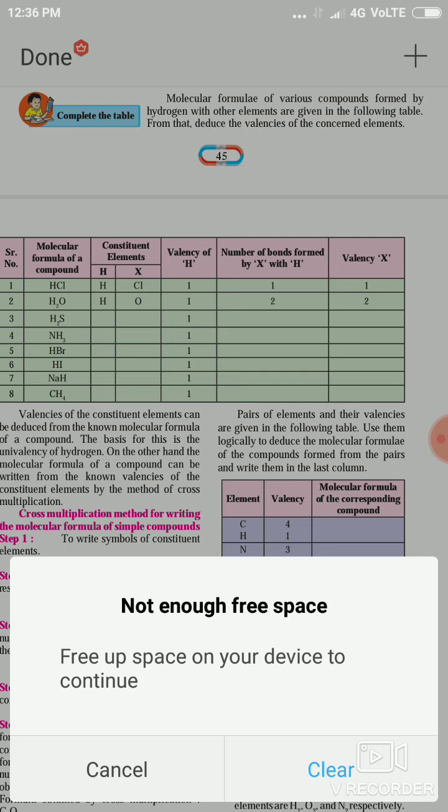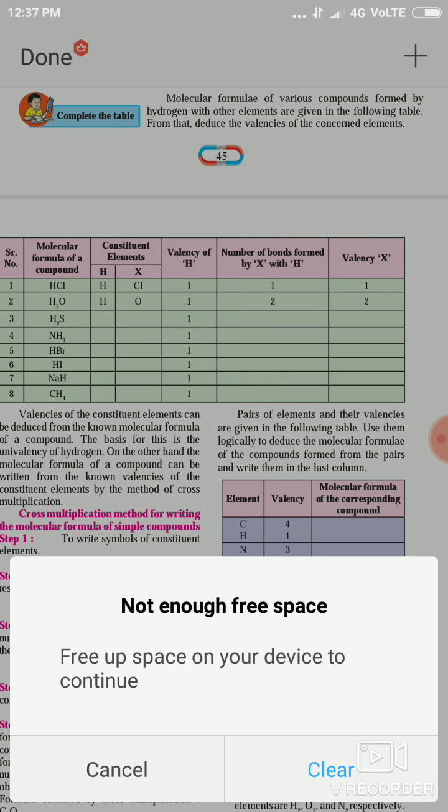Let's see this chart which is given as an example. Valencies of constituent elements can be deduced from the known molecular formula of a compound. The basis for this is the univalency of hydrogen. On the other hand, the molecular formula of a compound can be written from the known valencies of constituent elements by the method of cross multiplication. Let's see how it takes place.